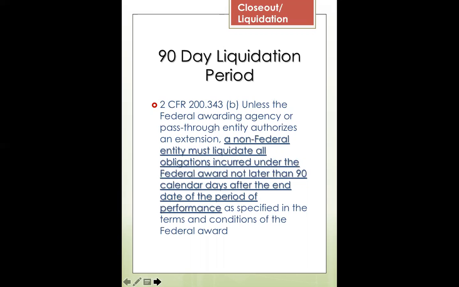So that gives you basically till the end of December for most federal awards to get that money actually spent. So that's a 90-day liquidation period. So just knowing that might be helpful as you come to the close of some of these grants.